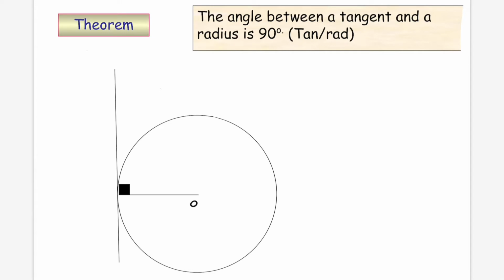The second theorem is the angle between a tangent and a radius is exactly 90 degrees. So I have my tangent here coming across, and it touches the circle at exactly one point only. And where the radius meets that tangent at the same point, it will always meet at 90 degrees.